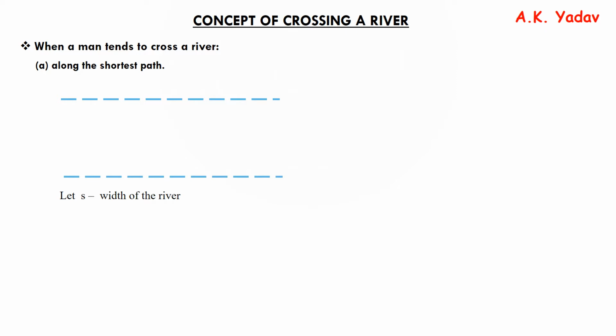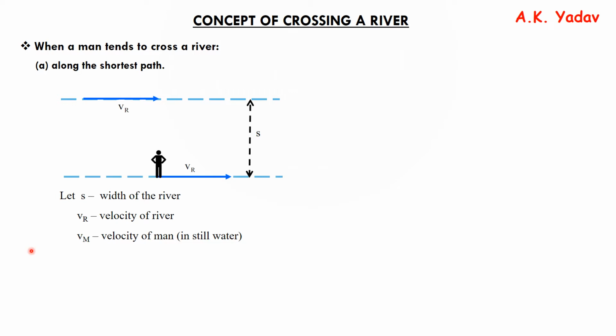This is the river having width s. Vr is the velocity of the river at the two ends. Vm is the velocity of the man in still water. So this is the man and he wants to cross the river along the shortest path. So he wants to reach this point. So what he has to do, he has to jump in the river and swim with a velocity of still water, but he has to jump at an angle with respect to the flow of the river. As you can see, if he is doing so, he will reach this point, which is the shortest path from this point.